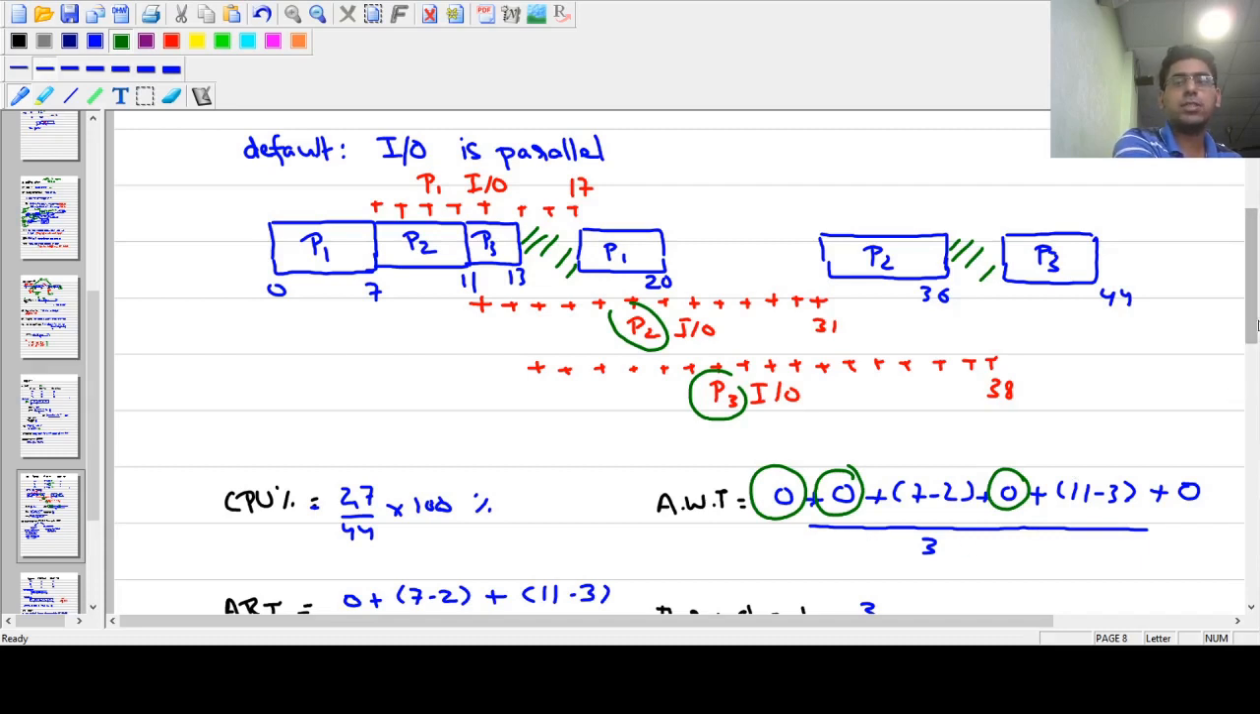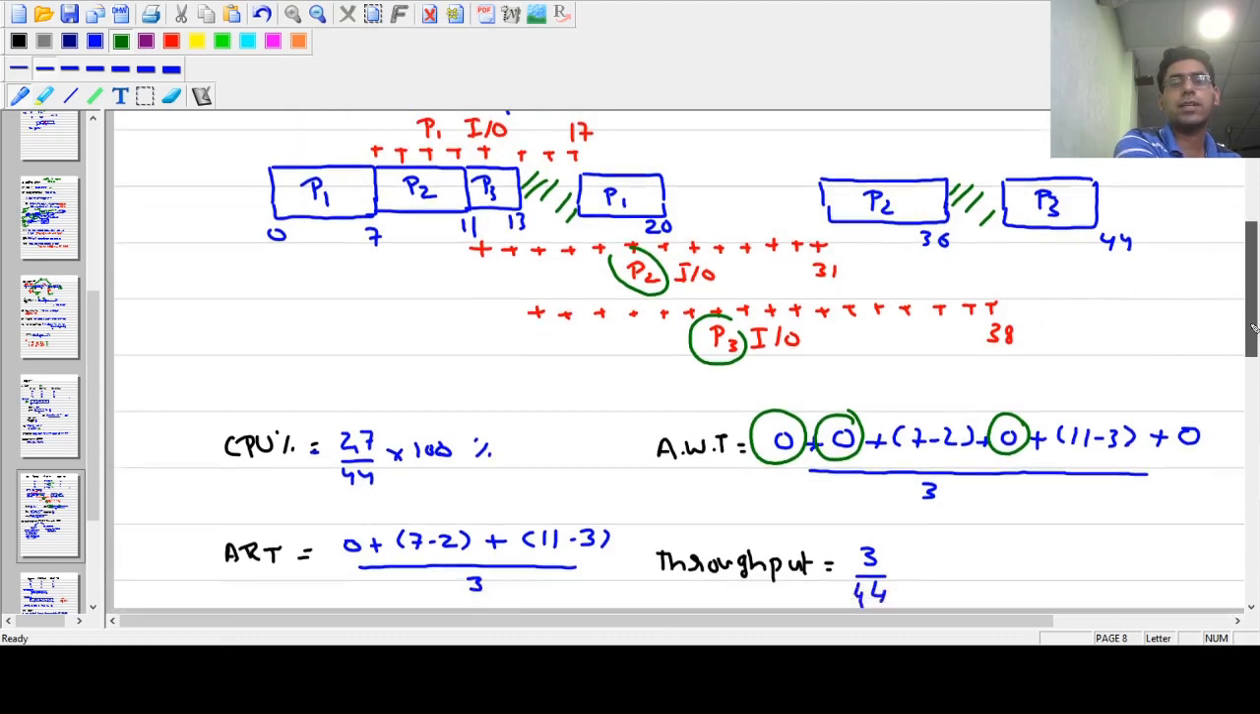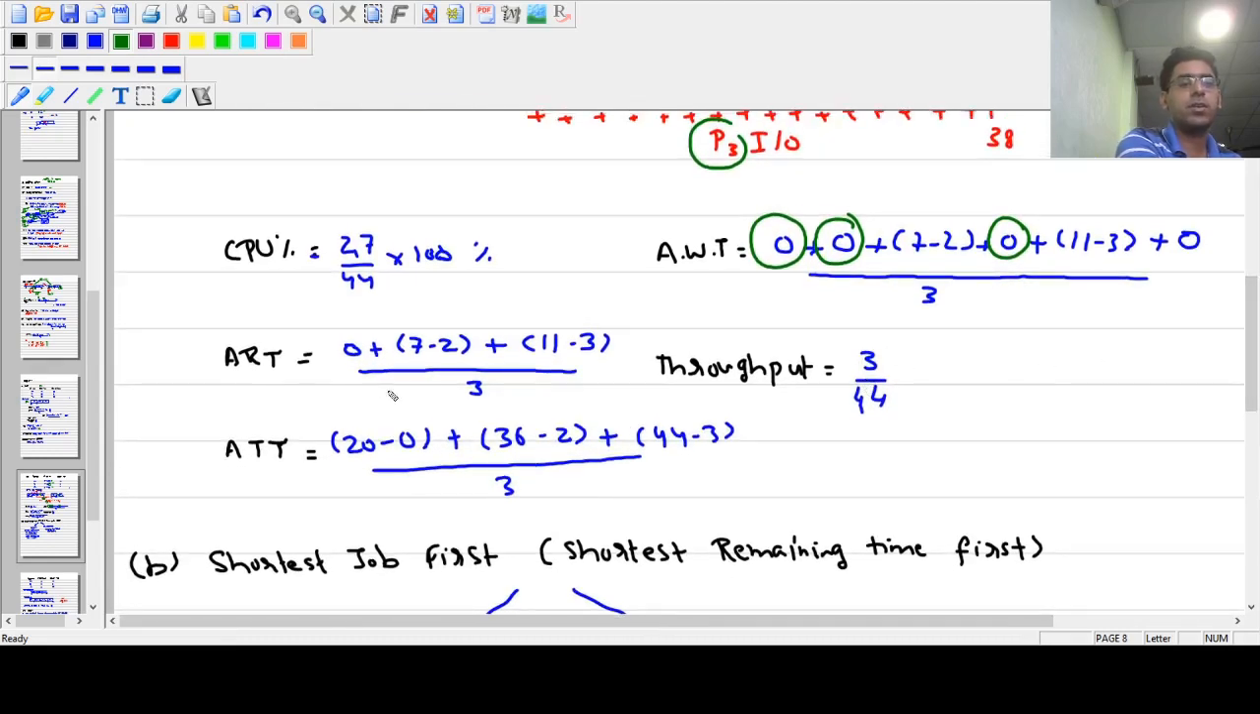And throughput is how much? Total number of processes is 3 and total time is from 0 to 44, that is 44 milliseconds. So it comes out to be 3 upon 44.